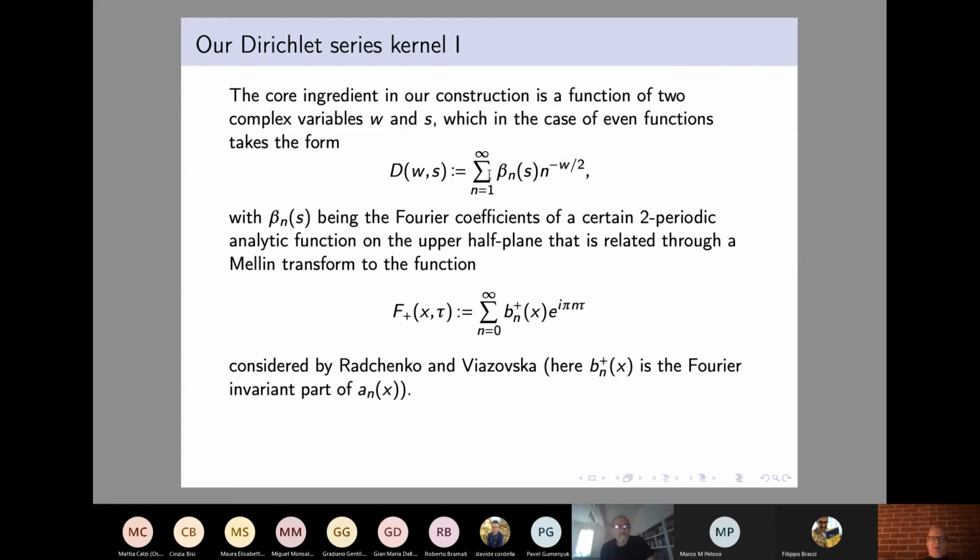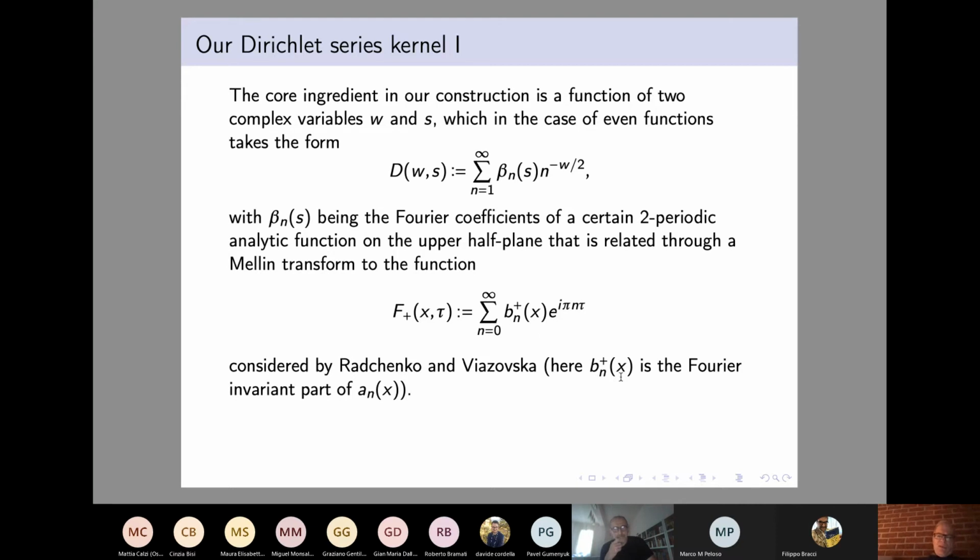And then you have coefficients that depend on the second variable s. So you have a function of two variables, w and s, with coefficients depending on s, and w in the exponent here. These beta n are Fourier coefficients of a certain two-periodic analytic function on the upper half plane. It is related through a Mellin transform to the functions that you have in the Radchenko and Viazovska basis. So our beta n's are strongly linked to the bn's that come from Radchenko and Viazovska.